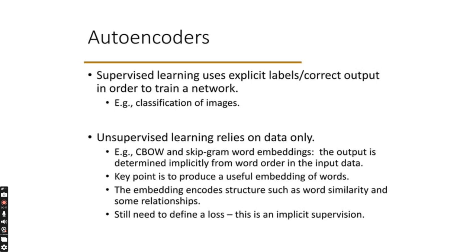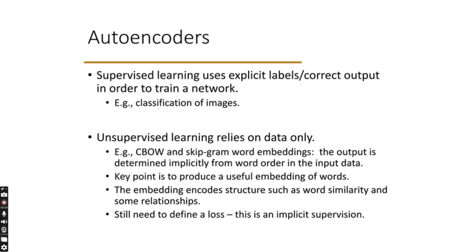What are autoencoders? In supervised learning, we use explicit labels or correct outputs in order to train the network. That is supervised learning. An example is classification of images.